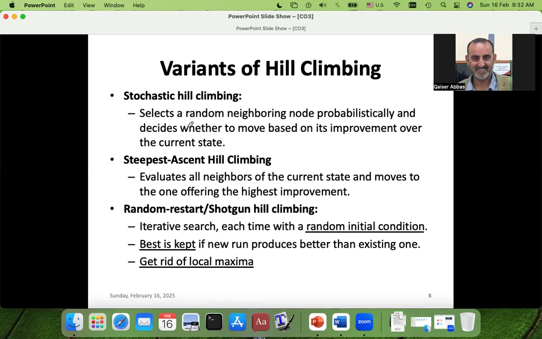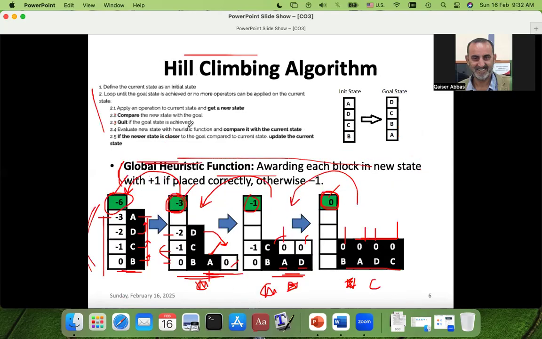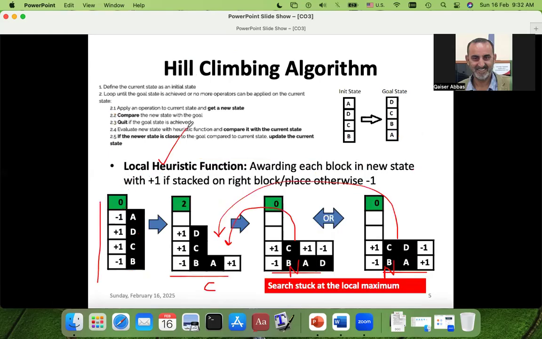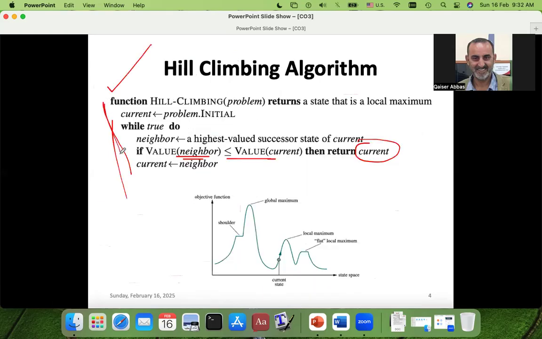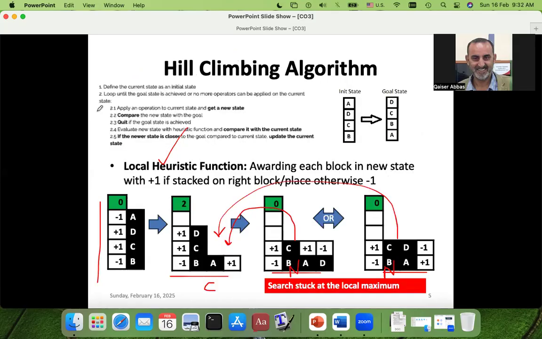I said to you that the hill climbing algorithm is the simple one, like finding a maximum number. This algorithm is a very simple algorithm, like finding a maximum number in an array.